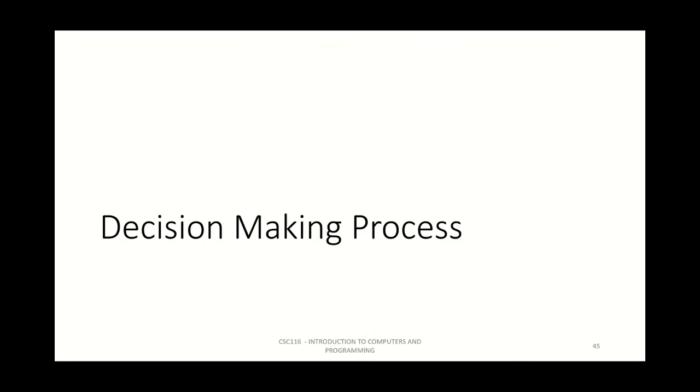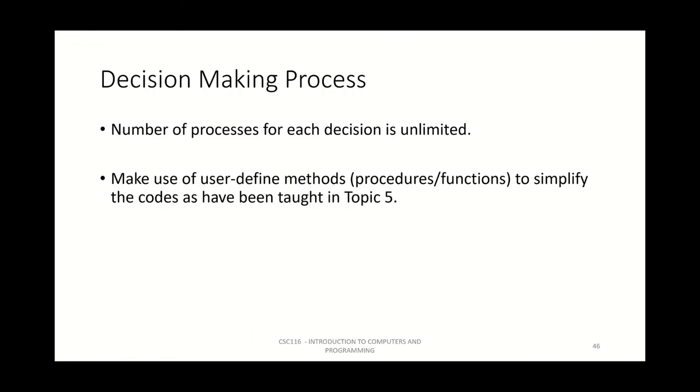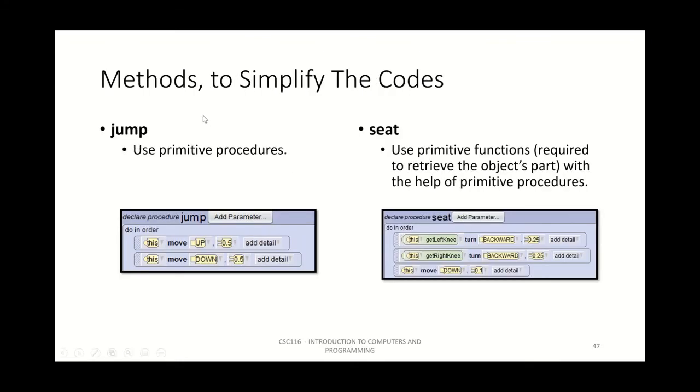The last part is the decision making process. The number of processes for each decision is actually unlimited, so the code gets long. So we need to use user-defined methods or a new procedure to simplify the code, which you have learned in topic 5 previously. We can create a new method to simplify the code. Instead of calling all the steps, we simplify the steps in one procedure and we just call the procedure. I hope you understand what I mean.